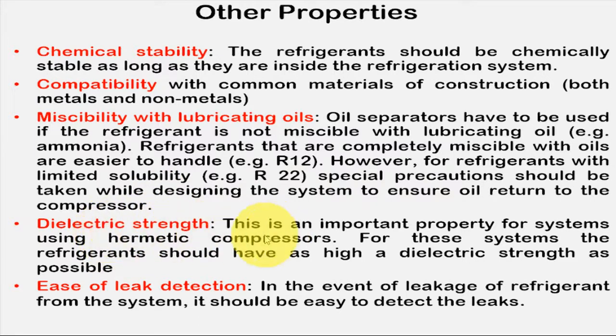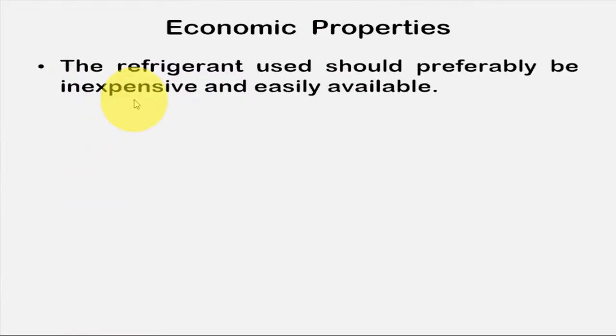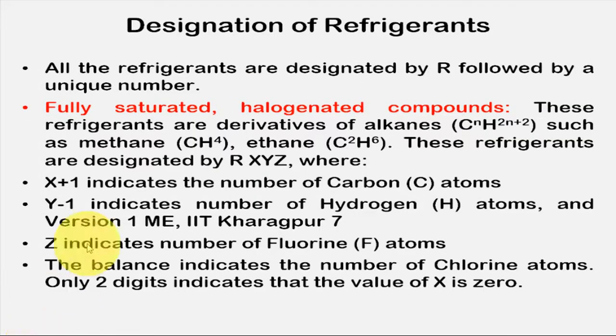Then the next property is dielectric strength. It is a very important property for systems using a hermetic compressor. For these systems, the refrigerant should have as high a dielectric strength as possible. Then ease of leak detection. In the event of a leak of refrigerant from the system, it should be easy to detect the leak. Then the refrigerant should be inexpensive and easily available.